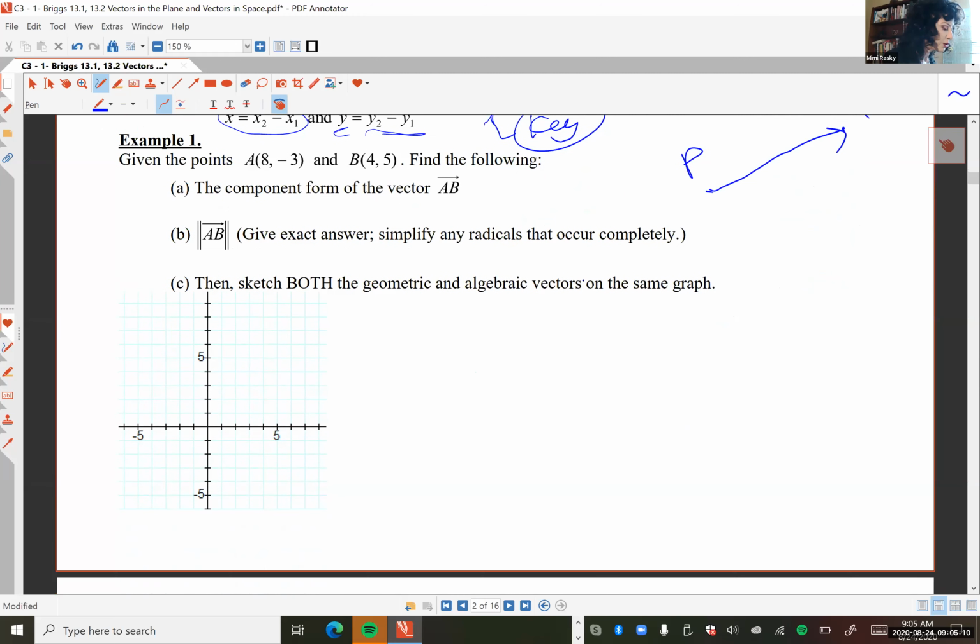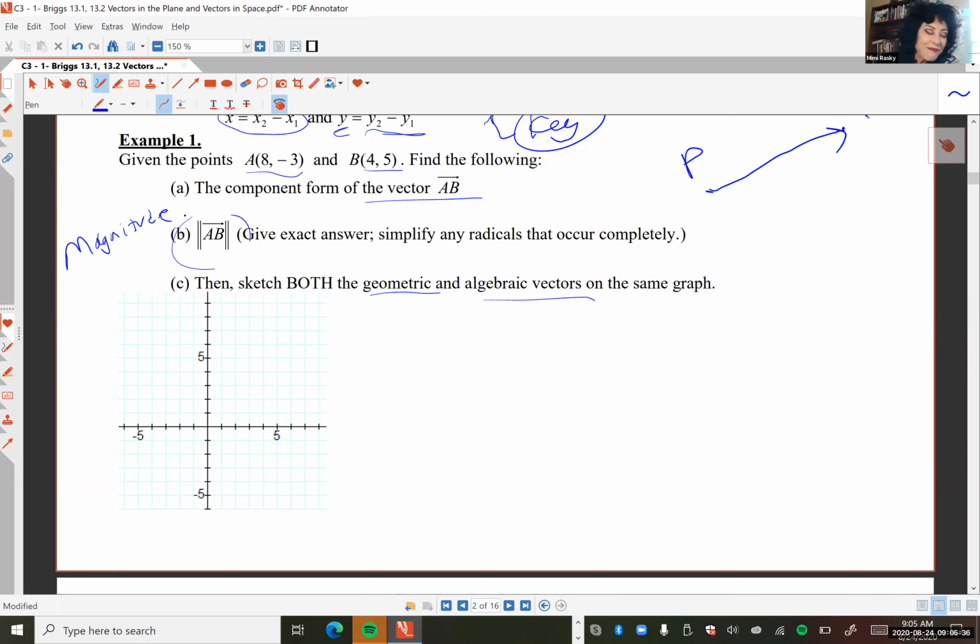All right, so here's an actual example I'm going to do. Take a look here. They're giving us 2 points in 2D. And we're going to come up with a component form of the vector AB, and we're going to sketch the geometric and algebraic vectors, and we'll also give the magnitude. Not necessarily in the order shown here. In fact, I'm going to do part C first, if you don't mind.